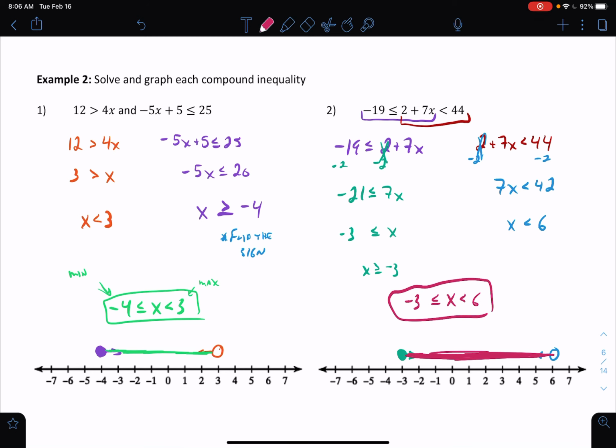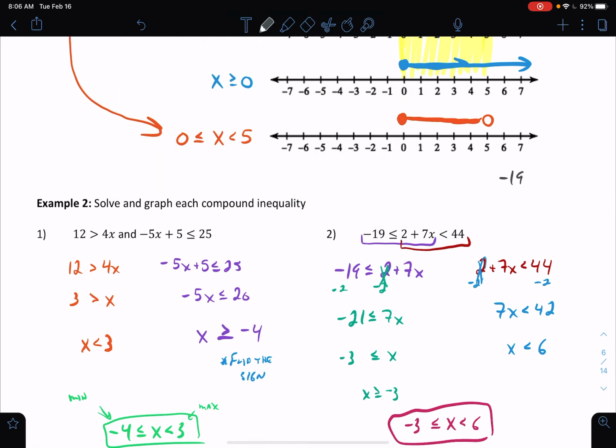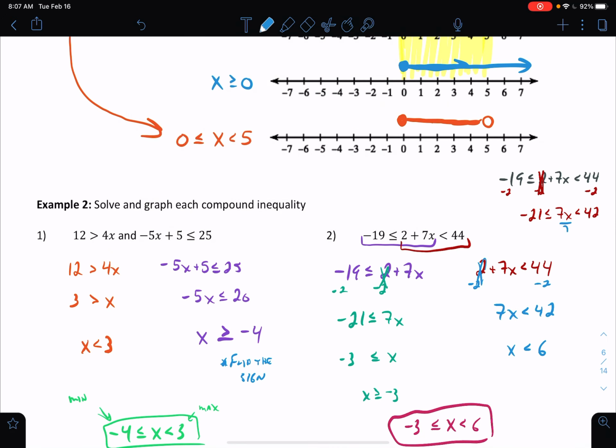I will show you, just to extend this a second, looking at this second one, you could solve this all at the same time. I encourage you to split it up, but if you're super strong in your solving skills, what we can do is subtract 2 from everything. So then we get negative 21 less than or equal to 7x less than 42. And then I can divide everything by 7. And I'll get negative 3 less than or equal to x less than 6. So you'll see these two answers match up.